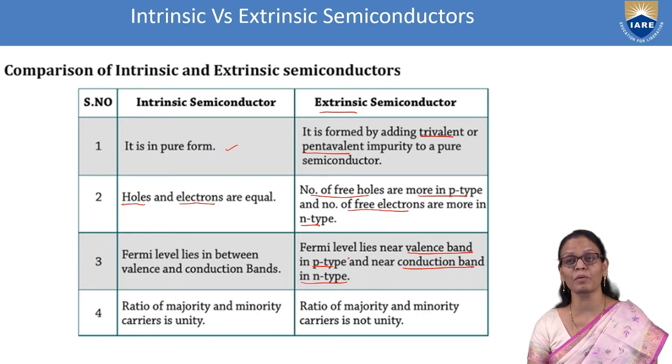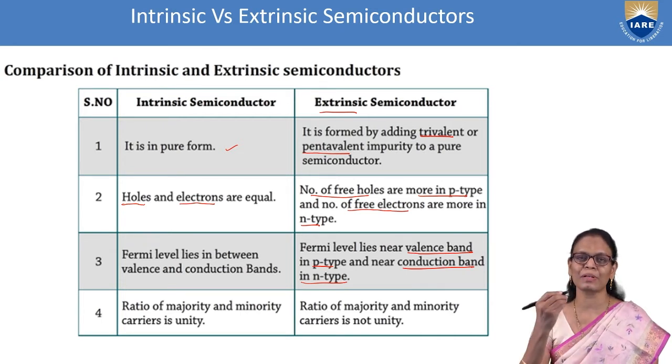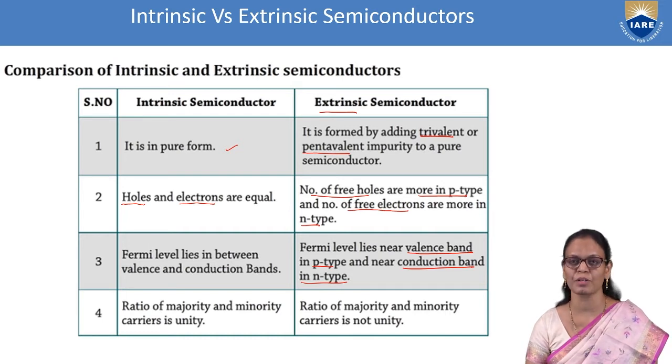So here the position of the Fermi level varies with the type of impurity we are adding. When it is an acceptor impurity, the Fermi level is towards the valence band. And when it is a donor impurity, the Fermi level is towards the conduction band.